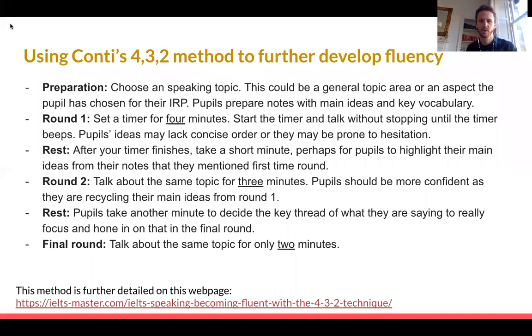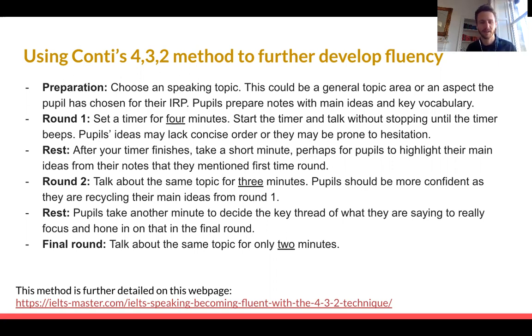The next stage was not just to promote discussion, but to develop fluency. And the one strategy that I've started to use fairly recently actually is a 4-3-2 method. Now I'll quickly go through the details of this, but it's fairly self-explanatory. It's a method that seems to be getting used quite regularly now, and is taken from work by Gianfranco Conti, who I'm sure many of you will be aware of.